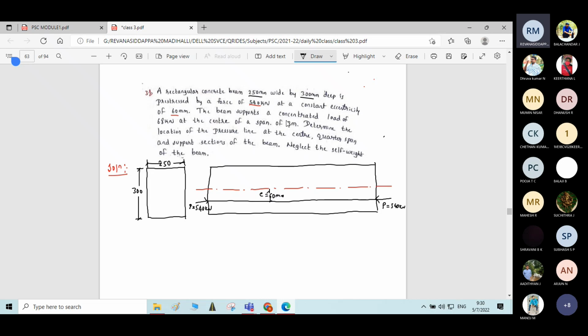The beam supports a concentrated load of 68 kilonewton at the center of the span. Center of the span is 3 meter. He says that the center of the span is 3 meter, then the total length will be 6 meter only.